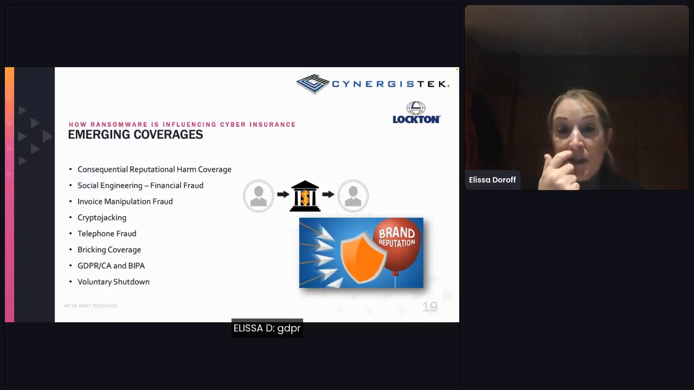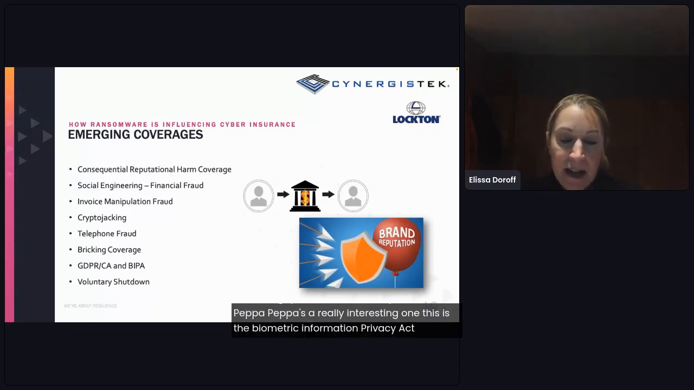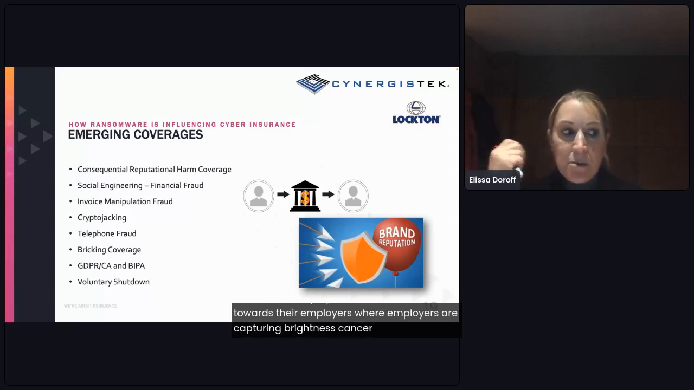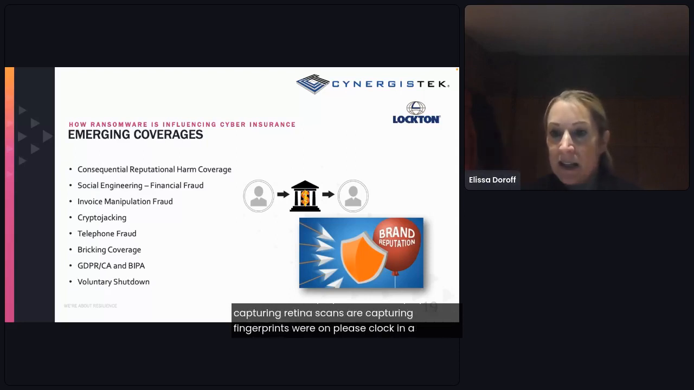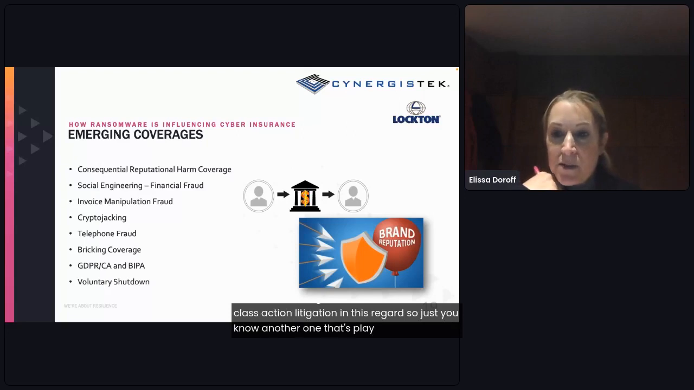GDPR, that should say CCPA, and BIPA. BIPA is a really interesting one. This is the Biometric Information Privacy Act, and this act came out of Illinois. It's been around for a really long time, but only in the last few years have we really started to see claims. A lot of these are employee-related claims against their employers, where employers are capturing retina scans and fingerprints when employees clock in and clock out, and they're not being told what's being done with their data, who it's being shared with, and how it's being stored. There's a lot of class action litigation in this regard. So it's another one that the plaintiffs bar came out with to try and make money, but they have been very successful. We've seen a lot of claims in this regard.